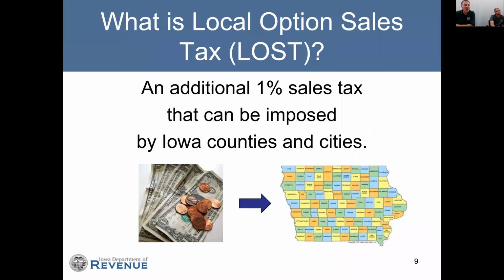Now with this LOST, again, this is something that the local communities put in. This can be imposed by Iowa counties or cities. And again, there's many areas that do have the local option sales tax. It just depends on where you're located and where the transaction is occurring. I'll expand on that here just momentarily.